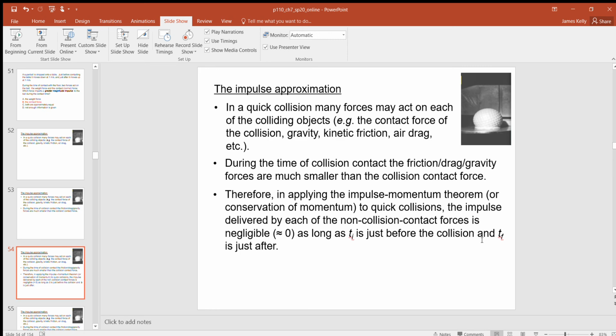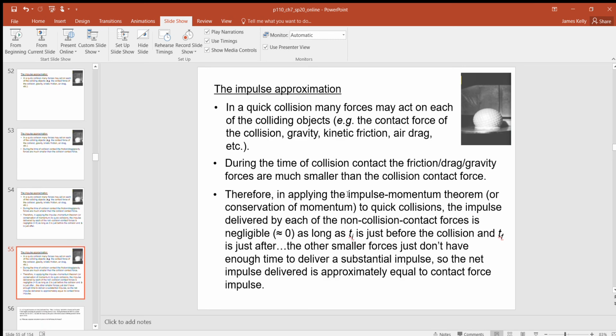That approximation of ignoring all the non-contact forces in a very quick collision is called the impulse approximation, and it simplifies our life a lot of the time. The upshot is the other smaller forces just don't have enough time to deliver a substantial impulse. The weight force can deliver a substantial impulse to an object that's falling a long distance from the top of a building, but in a very quick collision, there's just not enough time for the weight force to have a big enough delta t being multiplied by it to give a substantial impulse compared to the impulse being delivered by the contact forces.